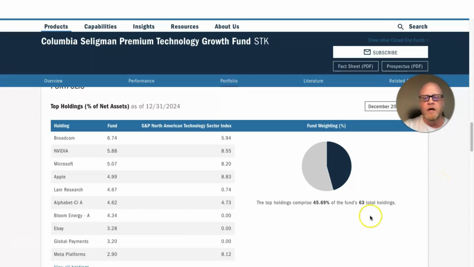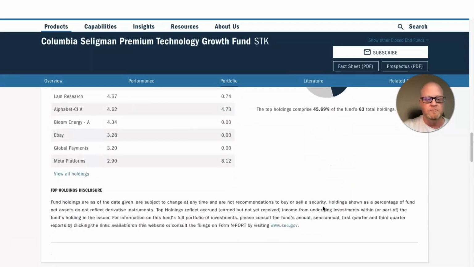Everything you would expect. It is very concentrated. So at the end of December, 45% of the holdings was in this top 10. So it's a very concentrated portfolio, as I had mentioned before.